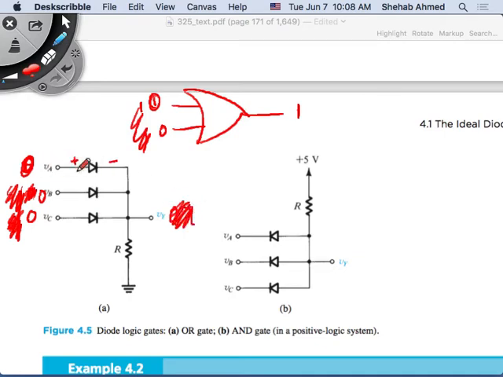This will not conduct, and the output will be 0. That's pretty clever. Because the output is connected to ground through this resistor. If there's no current flowing, then the voltage here is equal to the voltage here, which is 0. Current will only flow when the diode becomes forward biased. What happens if we take the resistor off?